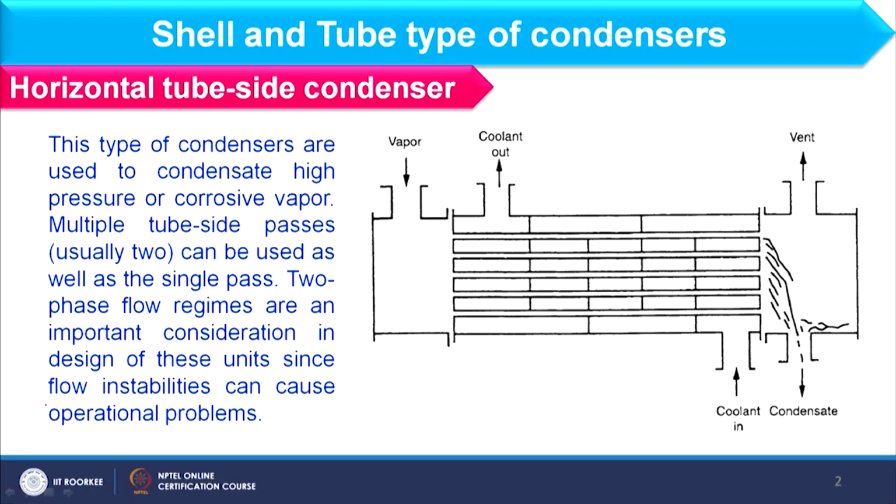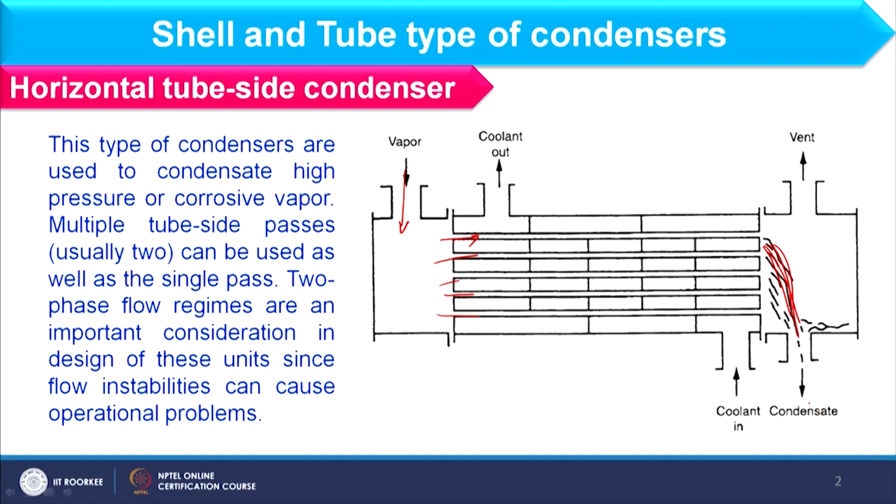So, I am focusing on the horizontal condenser when condensation is occurring in the tube side. Here you see one schematic, where vapor is entering the tube side, because I am considering horizontal tube side condensation. Vapor will enter the tubes, and from the other side of the tubes the condensate exits.